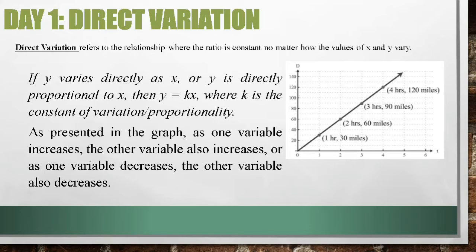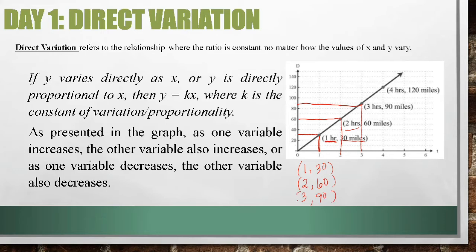If we can see here in our graph, if we are going to have the ordered pair, the x here is 1 hour, so the x is 1 and the y is 30 or 30 miles, so the ordered pair is 1 and 30. Next is x is 2, which is 2 hours, and the second ordered pair is 2 and 60. The third ordered pair is x is 3, and y is 90.